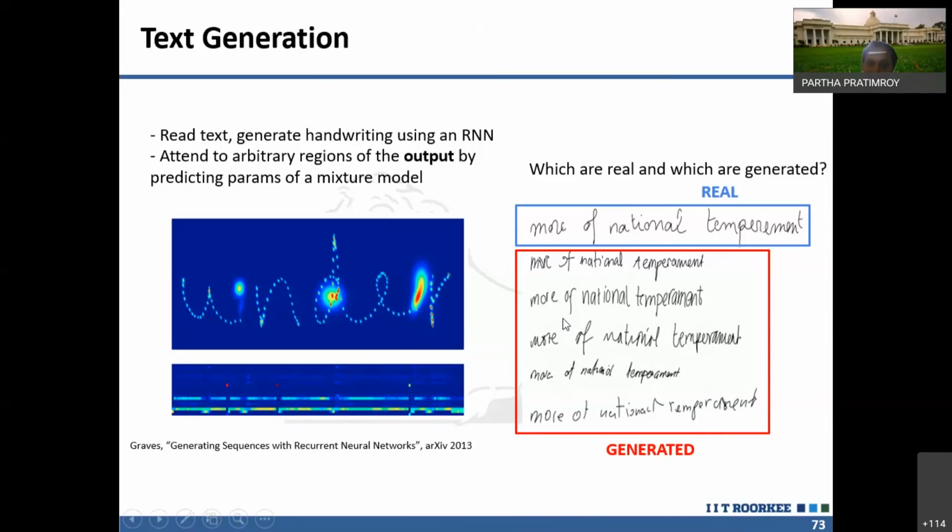This means from one pixel to another pixel, how the pen will move, this information actually comes through this RNN, these LSTM layers, generating sequences with a recurrent neural network. So these are all applications of RNN. You are generating the sequence of pixels, how you will write.